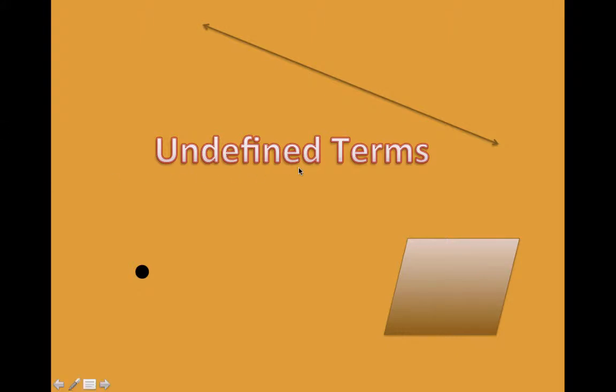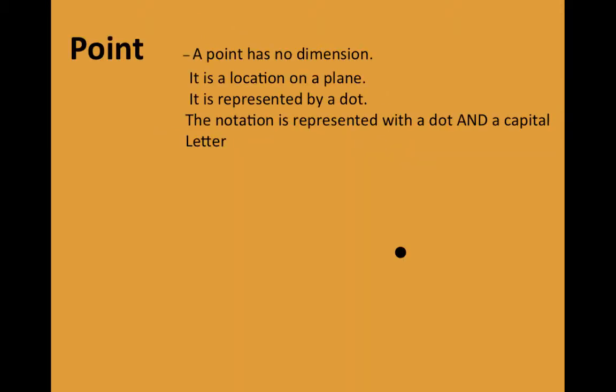Our first undefined term is, you guessed it, a point. Our next undefined term is a line. Here, our last undefined term for today will be a plane. Now, what do they all have in common? Well, they don't have any particular size, so we classify them as undefined terms. We're going to talk about each one separately, and we will begin with the point.